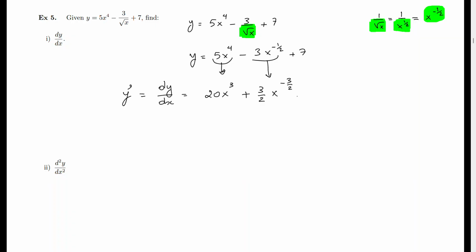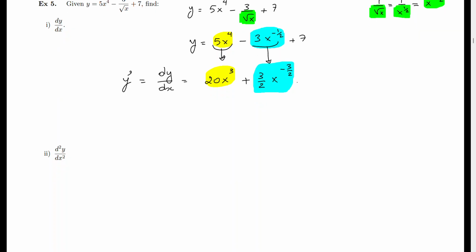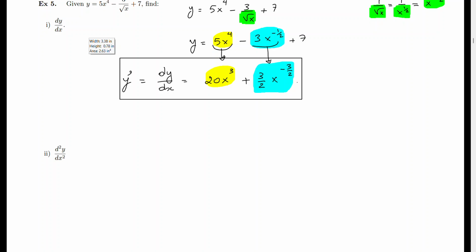So I started with 3 terms, and I ended up with 2 terms. The derivative of the first term was this 20x cubed, and the derivative of the 3 with the square root of x underneath it turned out to be this complicated 3/2 x to the -3/2. So this is it. Actually, we are finished here. That's the first derivative. So you can put a box around this whole thing and you'll be done.